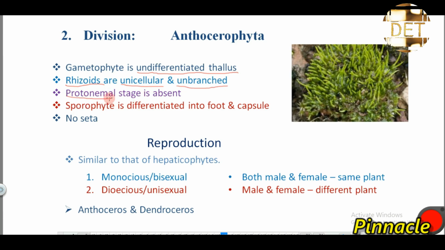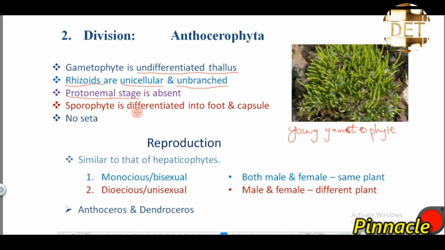Then the protonema stage is absent. This protonema stage is actually the young gametophyte, and it is absent in Anthocerotophyta. In Bryophyta, it is present.